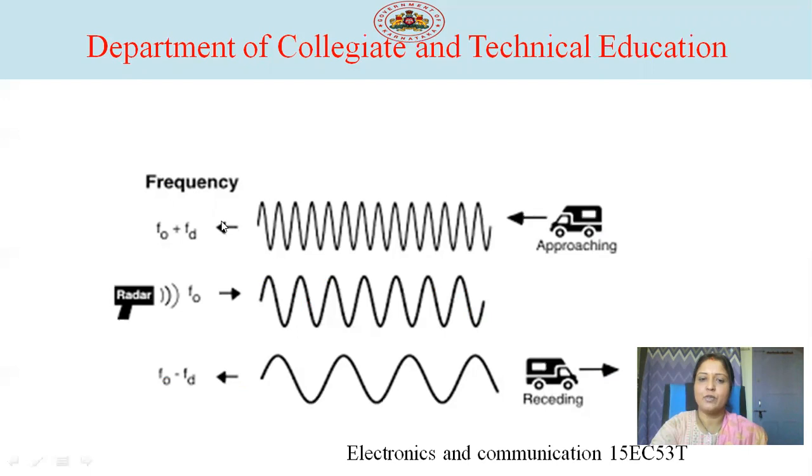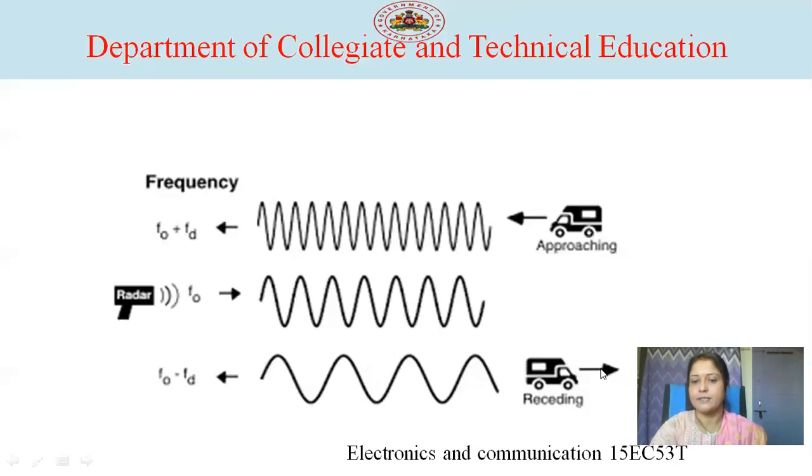Now the target is moving, which means the echo signal coming back has a frequency more than the original. You can observe from the graph here. Therefore it is f0 plus fd, because the radiated signal is f0.